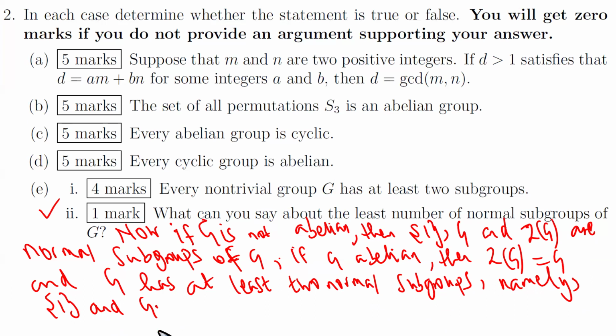Now if G is not abelian, then the trivial subgroup in G and the center of G are normal subgroups of G. So we're saying for a non-abelian group, these are the normal subgroups that we're sure will always be normal subgroups: the trivial subgroup, G, and also the center. What about if G is abelian? Then its center is equal to the group, and G has at least two normal subgroups, namely 1 and G.